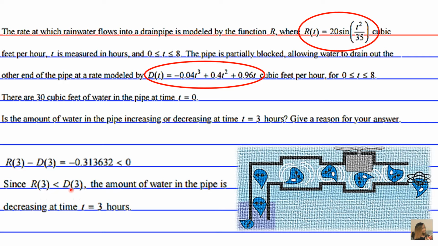All right, so again, you are expected to use your calculator to find out that the result is negative. Therefore, the amount of water in the pipe is decreasing, not increasing, at t equals 3 hours. Okay?